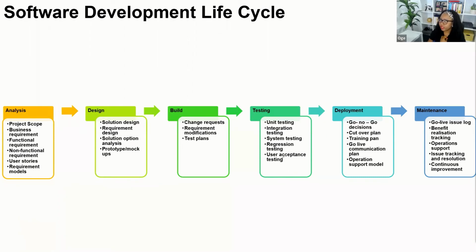You, the BA, might have to perform regression testing, but typically you will do your user acceptance testing. And then for deployment, there are some activities you need to be aware of as a business analyst. The go, no-go, the cutover, the training plan, the communication, your go-live communication. You need to communicate to your stakeholders that you are going live. The training plan, you need to train them and all that. Support model, how do you want to support this solution when it goes to production, which is what usually happens here.